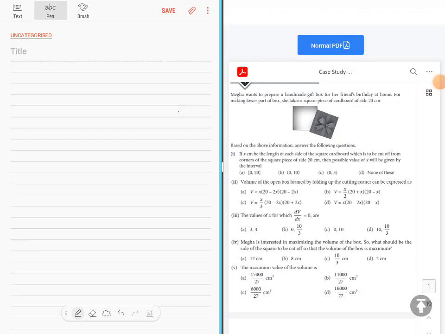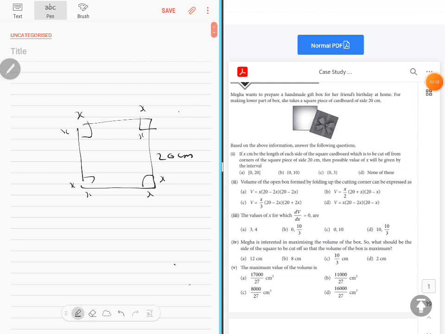So Megha wants to prepare a handmade gift box for her friend's birthday at home. For making the lower part of the box, she takes a square cardboard of side 20 centimeter and she's going to cut x from all corners. If x centimeter be the length of each side of the square cardboard which is to be cut off from the corners of the square piece of side, then the possible value of x will be given by the interval. Okay, so you're going to cut x from all sides, then the possible value of x.